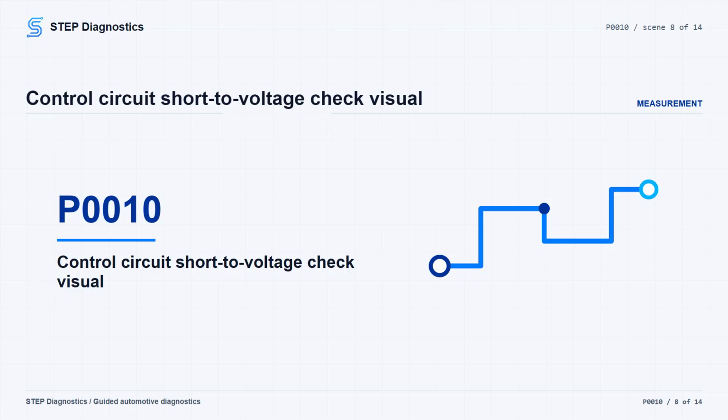The lamp should not turn on. If it does turn on, turn the ignition off, remove the test lamp, disconnect the engine control module, then put the vehicle back in service mode.